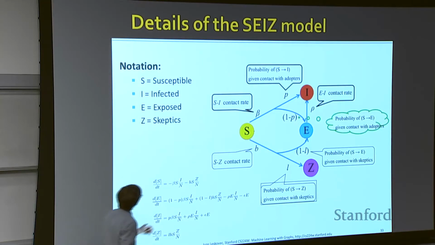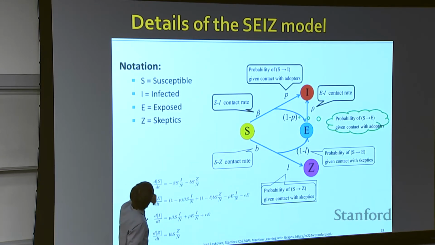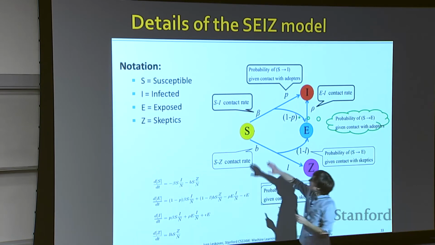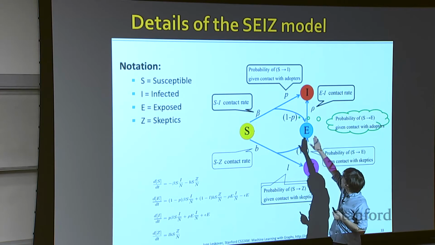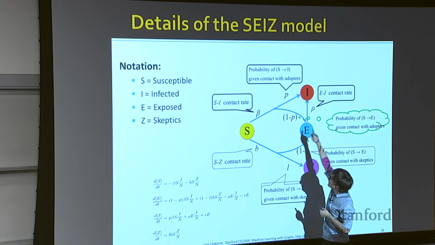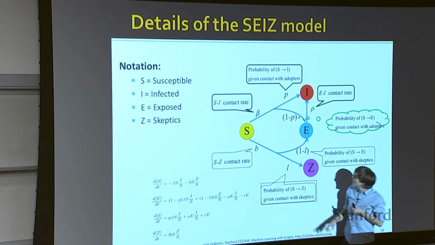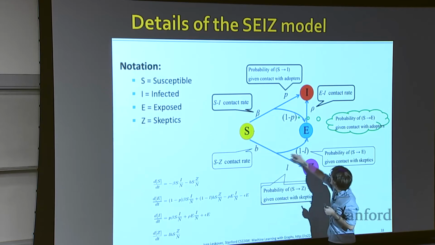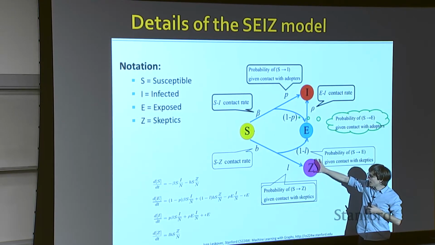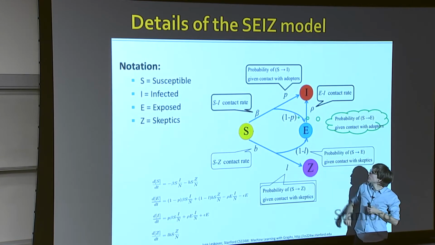So our transition diagram will be like this, right? We have the susceptible population who can get exposed and then can be infected. Some people can be susceptible and get infected immediately, and then some people can be susceptible and go this way to be exposed versus going to become skeptics, right? They were exposed, but they don't contribute.